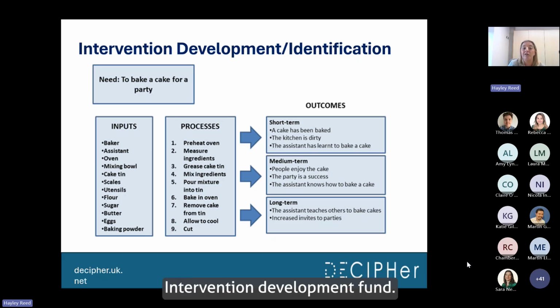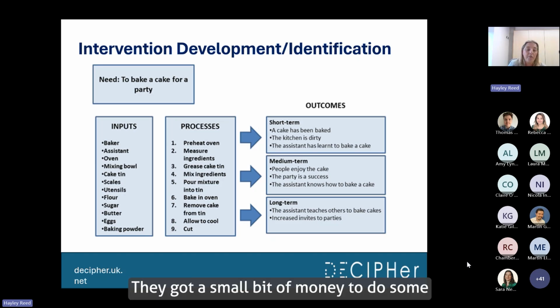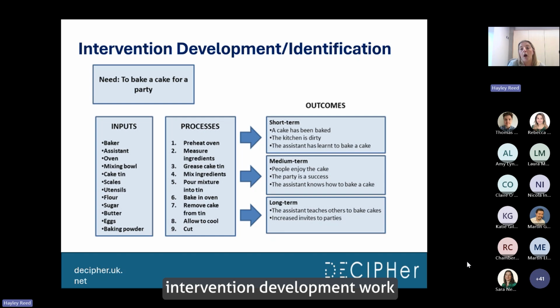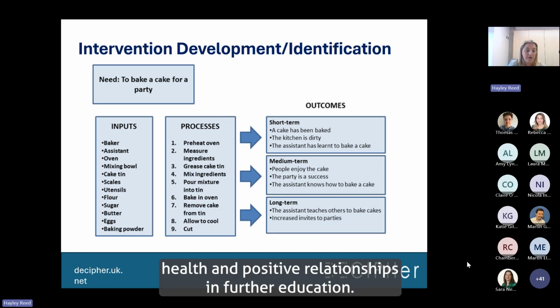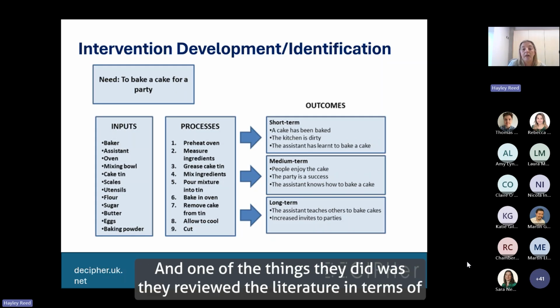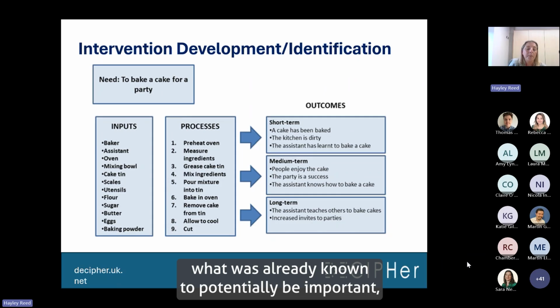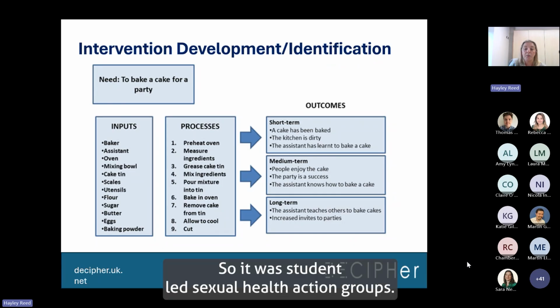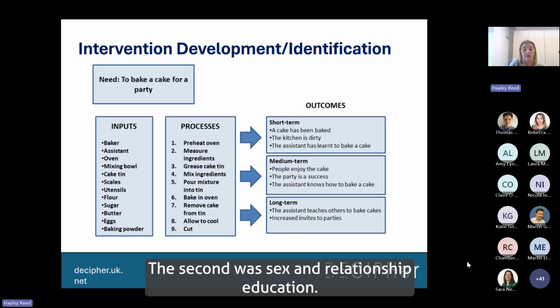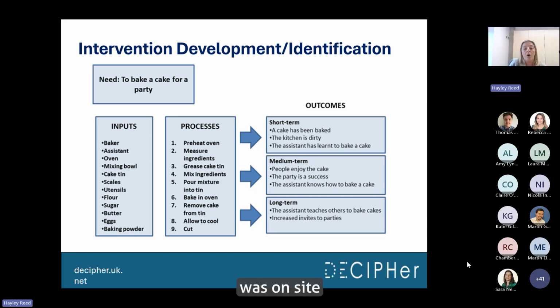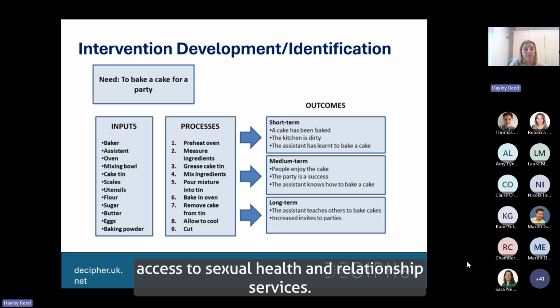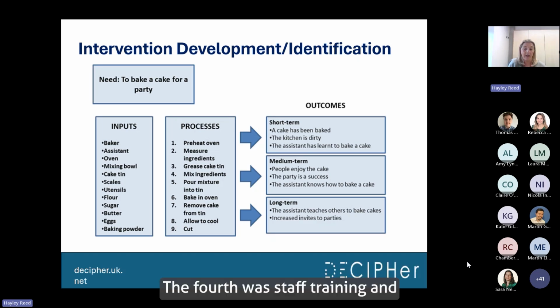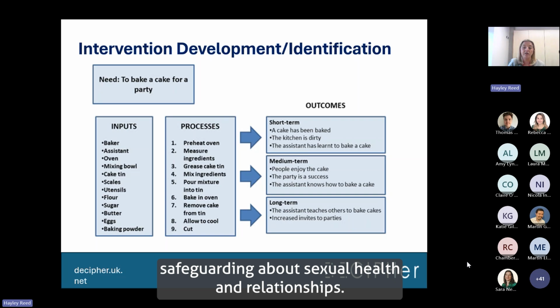As part of this intervention, the team got a Medical Research Council FIND fund, that's the Public Health Intervention Development Fund. They got a small bit of money to do some intervention development work around sexual health and positive relationships in further education. One of the things they did was review the literature on what was already known to potentially be important. They focused on four areas: student-led sexual health action groups; sex and relationship education; on-site access to sexual health and relationship services; and staff training in safeguarding about sexual health and relationships.